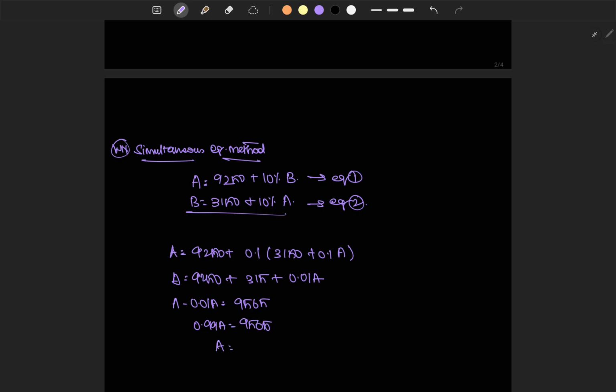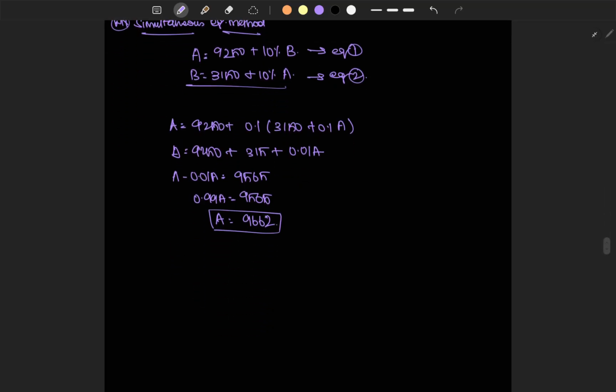So A is equal to 9,565 divided by 0.99, which gives us 9,662. Okay, so if we substitute in the first equation, A is equal to 9,250 plus 10% of 9,662, 9,250 plus 966.2, which is 10,168.